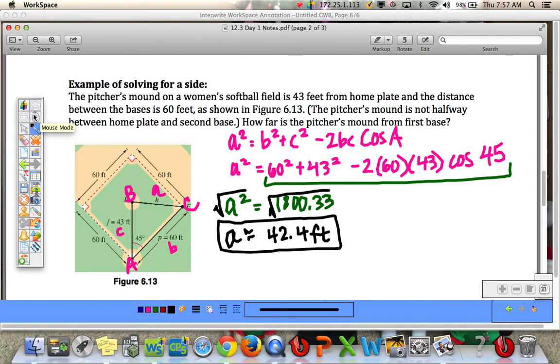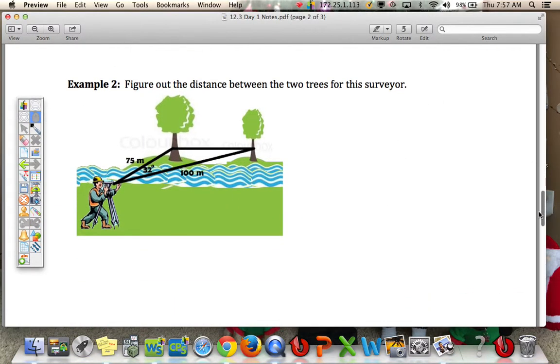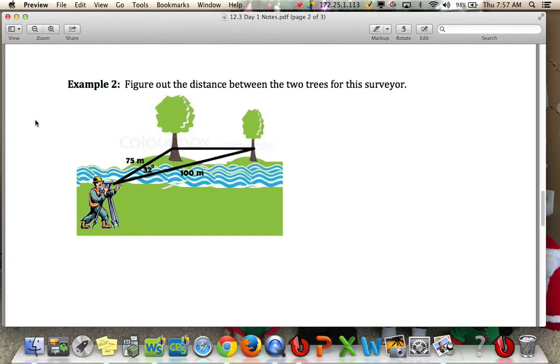So today we're just looking at using law of cosines to solve for side. Tomorrow we'll look at how you use this to solve for an angle. Again, you plug in, you calculate, you take the square root. It's not too bad. Figure out the distance between the two trees in this for the survey.